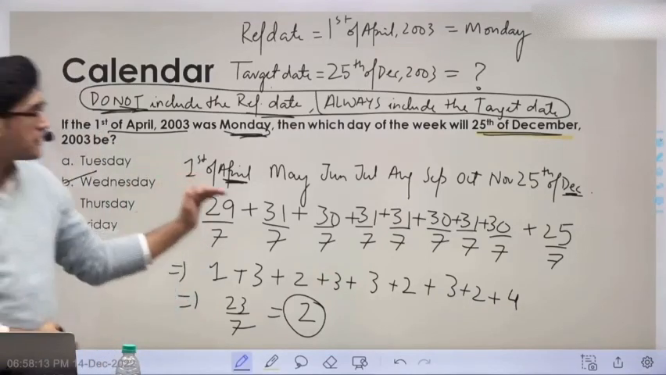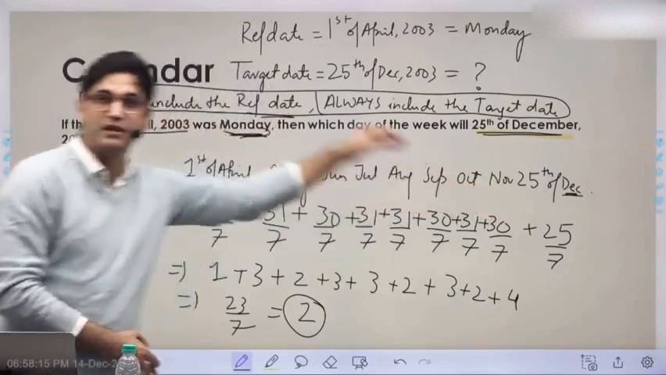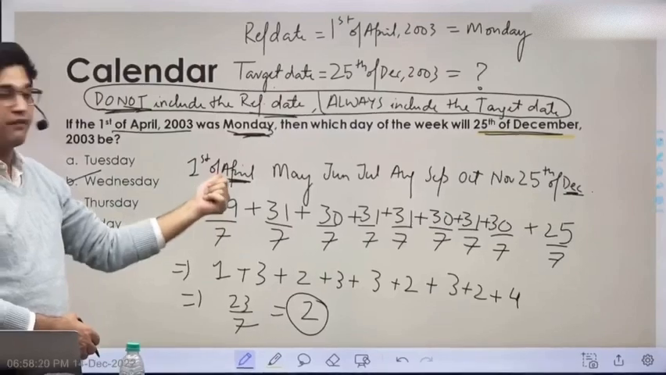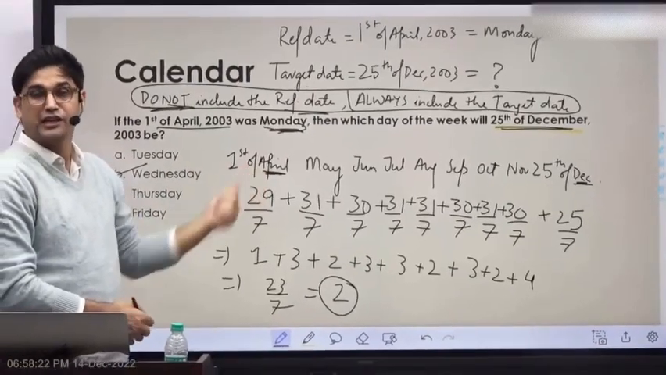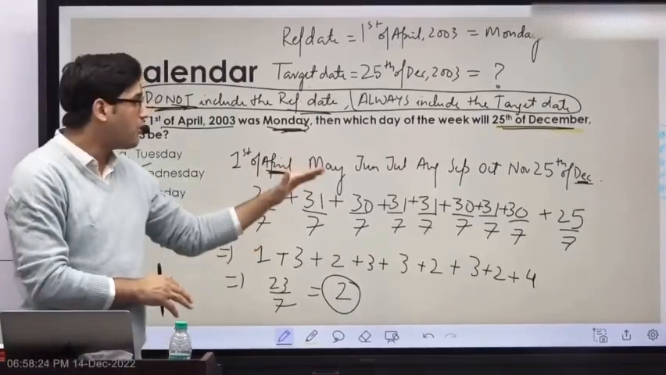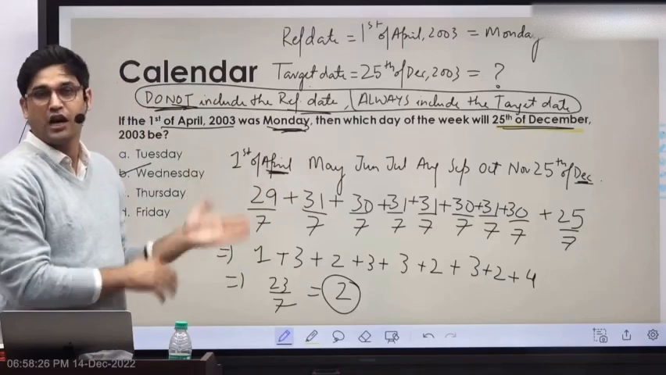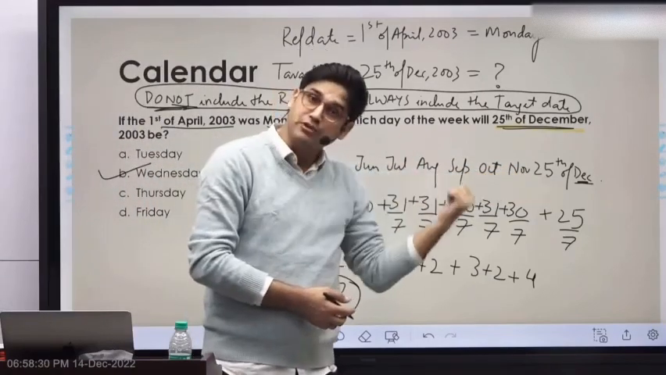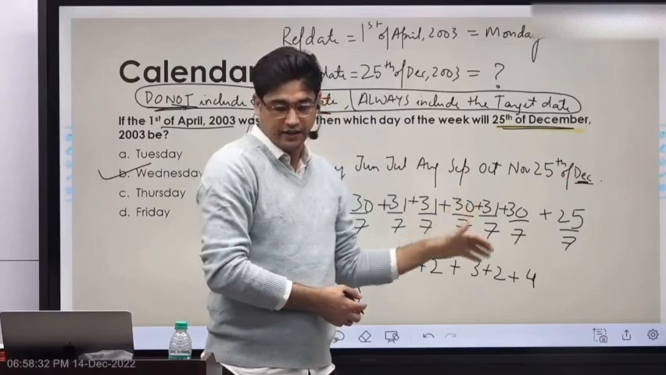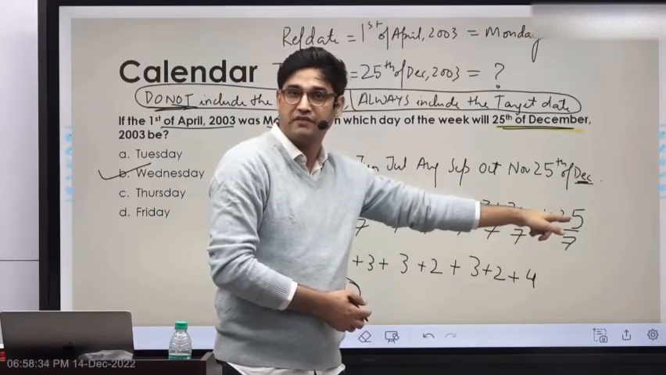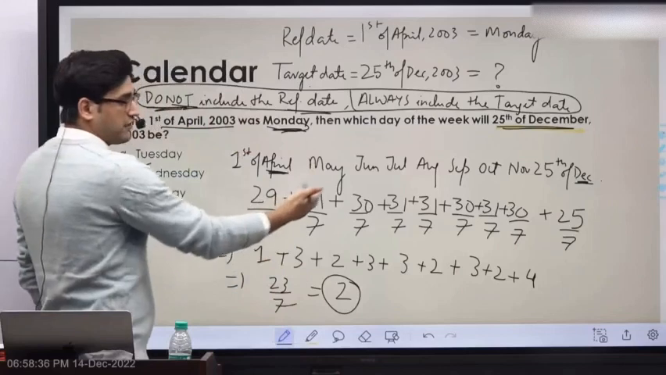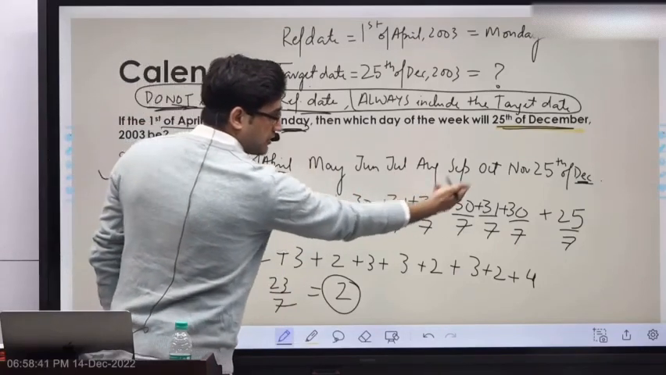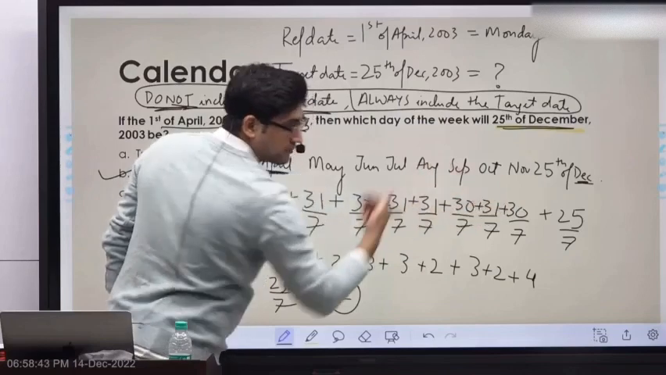Because between the 1st of April and the 25th of December, like I said, the convention is do not include the reference date. If the reference date was the 1st of April, in the month of April there are 30 days. I am not including the 1st, which was the reference. How many days will remain? 29, right? For the month of December, I am including the 25th, which is the target date, right? How many days in the month of December? 25, right? In the month of May, 31, June 30, July 31, August 31, September 30, October 31, November 30, right?